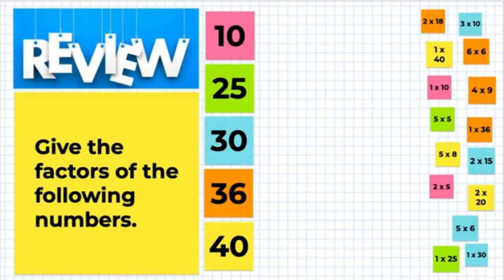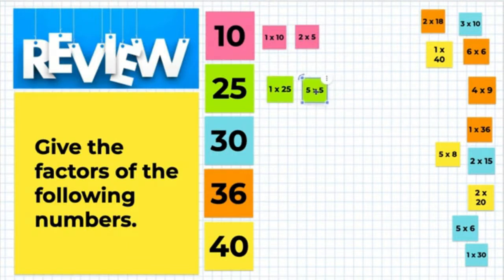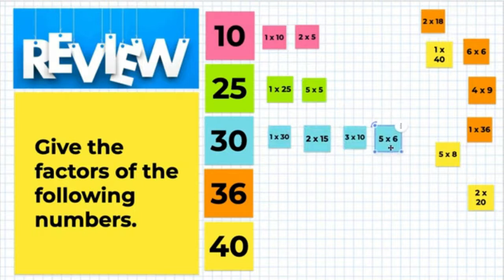So number 10, I guess we can have 1 times 10 is 10, and 2 times 5 is also 10. So the factors are 1, 10, 2, and 5. How about 25? We can have 1 times 25. We can also have 5 times 5. That's correct. How about 30? I guess there are many factors for 30. We can have 1 times 30, 2 times 15, 3 times 10, and 5 times 6.